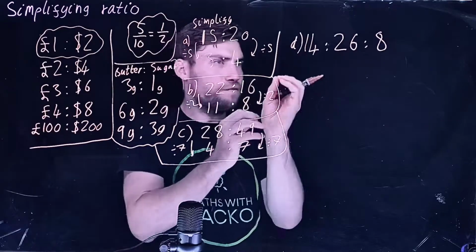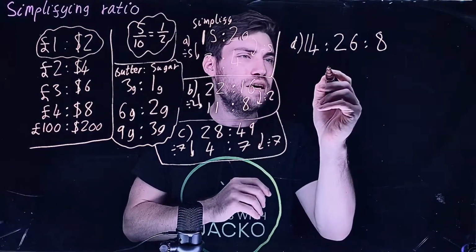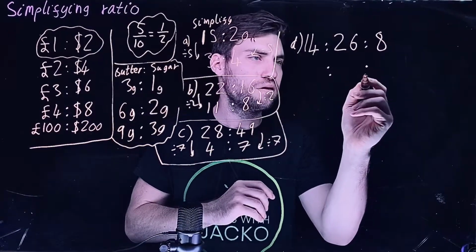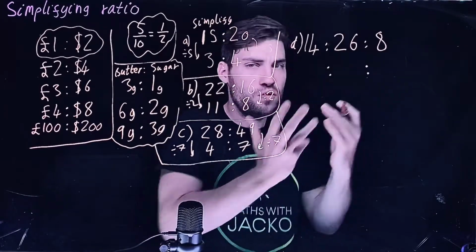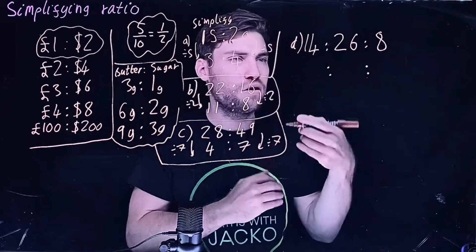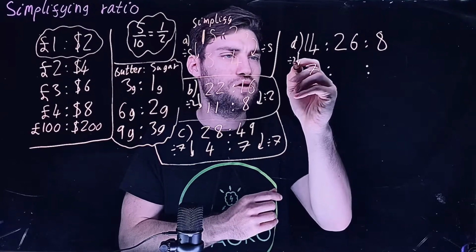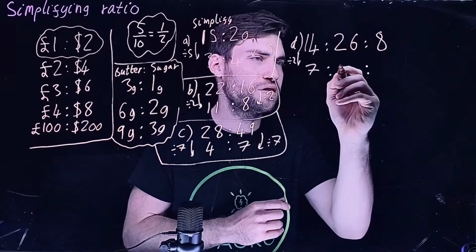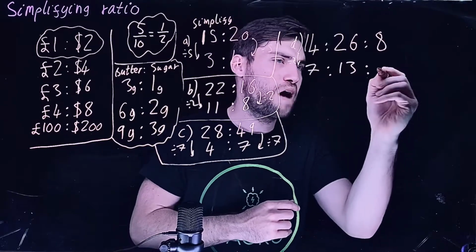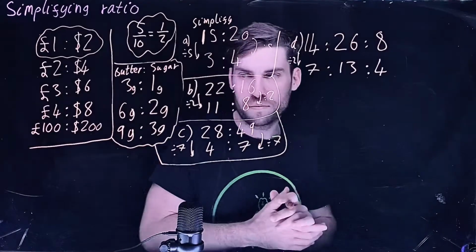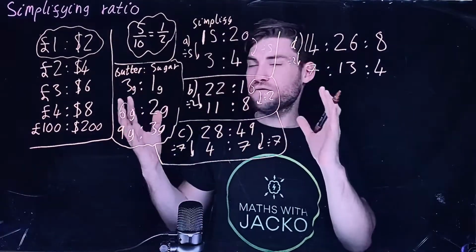So what you've seen, 14, 26, and 8 are even numbers. So instead of thinking, what's the biggest number, just think, well, 2 goes into it. So I just half them all and then see where I end up. So half of 14, dividing by 2, is 7. Half of 26 is 13. Half of 8 is 4. Okay, so this is simplifying ratios.